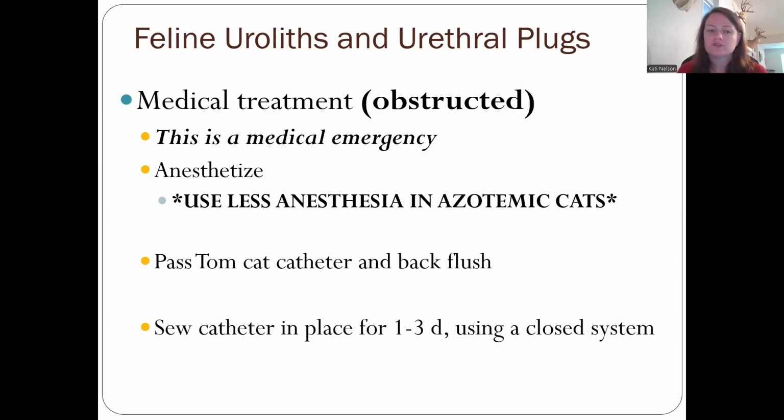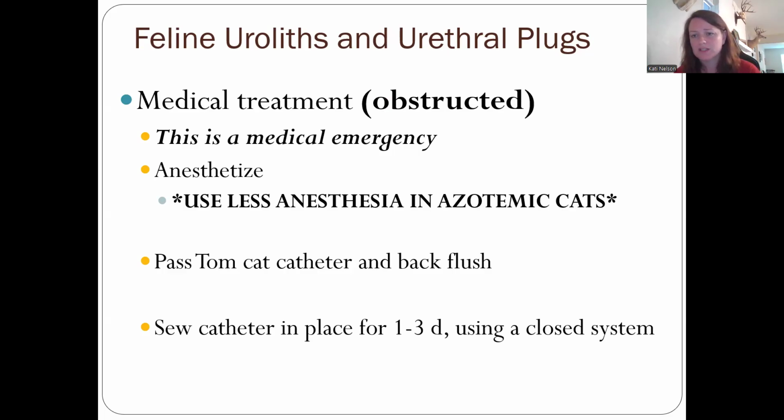Medical treatment, if they're obstructed, this is a medical emergency. We need to use less anesthesia in azotemic cats. When they're azotemic, they have toxins building up. They're not processing things the same as they would if their kidneys were working. So that's why. Pass the Tomcat catheter and back flush. And then you sew the catheter in place for 1 to 3 days using a closed system.